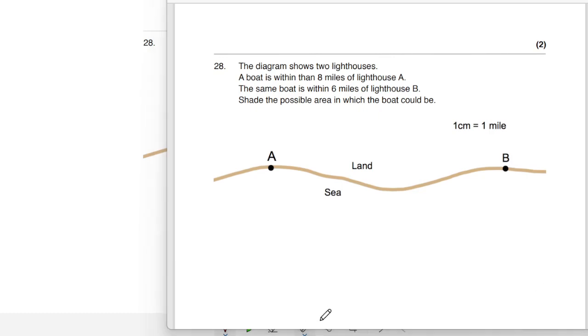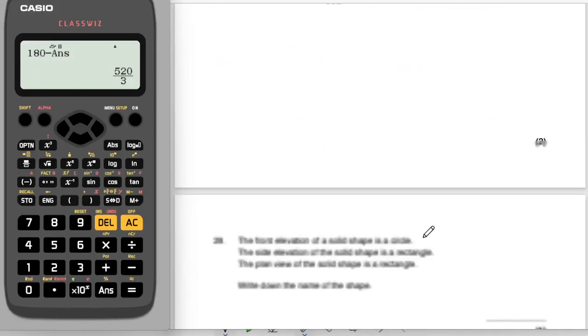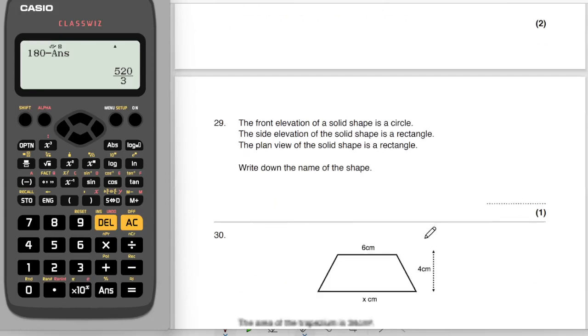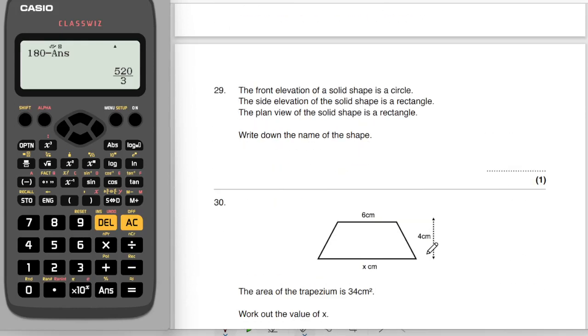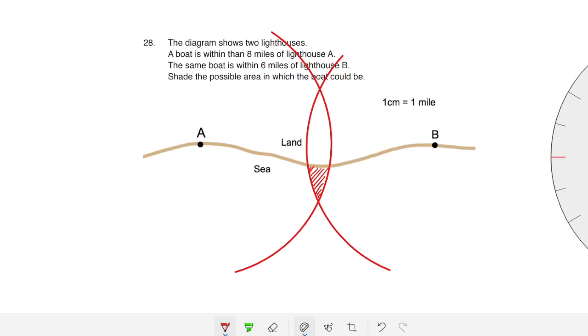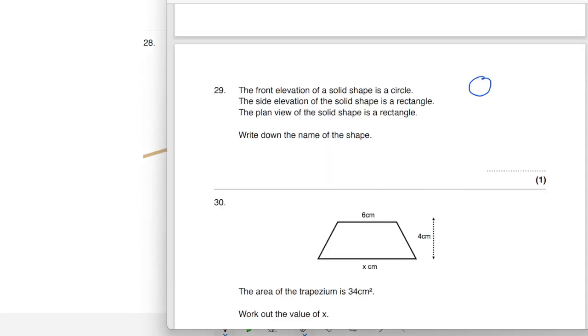Okay then, we'll move on to question 29. The front elevation of a solid shape is a circle, the side elevation of a solid shape is a rectangle, and the plan view of the shape is a rectangle. Write down the name of the shape. The only shape that could fit all three parameters is going to be a cylinder.